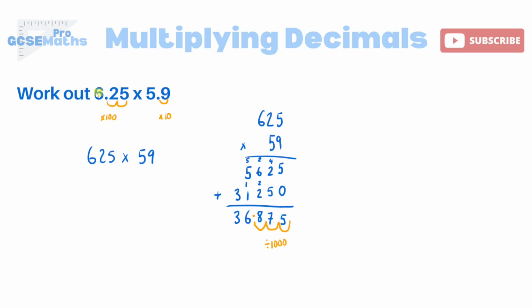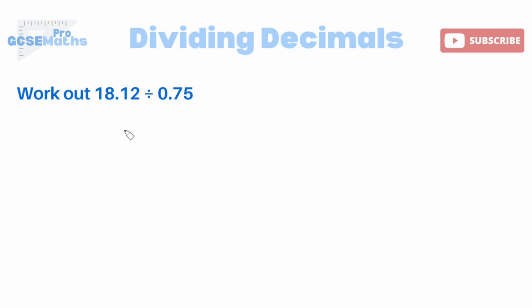Or the other thing is you just look at the whole numbers originally, 6 times 5 or 6 times 6, however you want to look at it. That would be around 30, 36. So you could put the decimal place here because that creates 36 point something. So our answer is 36.875. So in the same vein, we've now got dividing decimals.